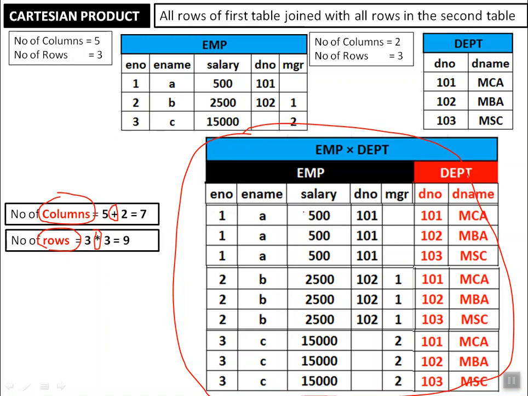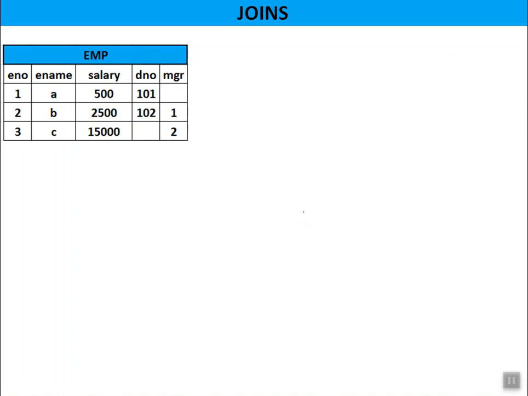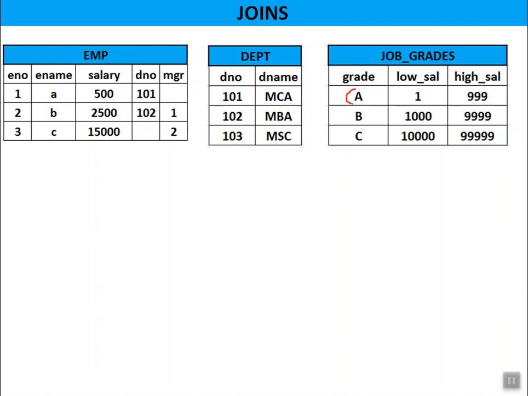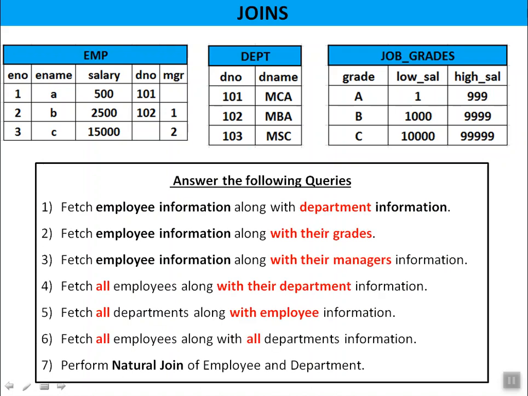In order to understand the other 7 joins, which are subsets of this, we'll take 7 different queries. First, we'll go through the tables. Let's check the employee table, which consists of all employees, the department table, which consists of all departments, and finally the job grades. Based on salary, the grade will be given, guys. I have taken 3 different tables, and the 7 types of joins will be explained using 7 queries.